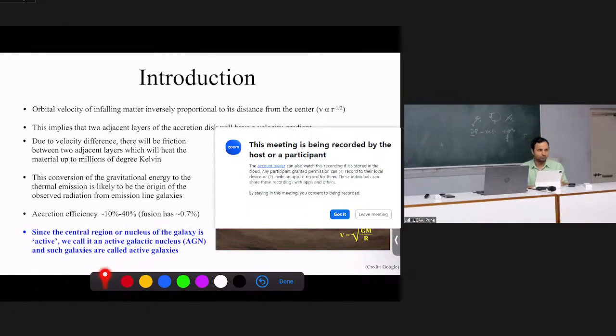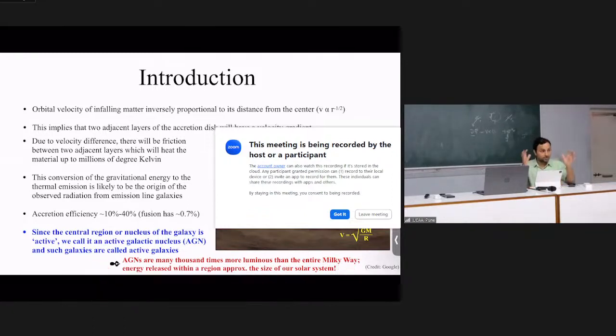So let us see another video. This is a schematic cartoon. Before we see the video, let me tell you one more piece of information. AGNs are 1,000 times more luminous than the entire Milky Way, and this much energy is being released within a region approximately the size of our solar system. Maybe in the next class, very briefly, I will tell you that there are some special types of AGN that emit more energy per second than the sun emits in its entire lifetime.